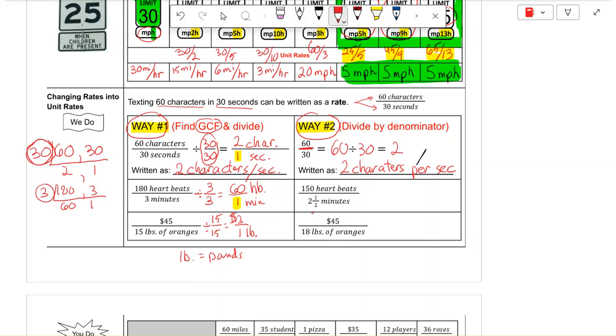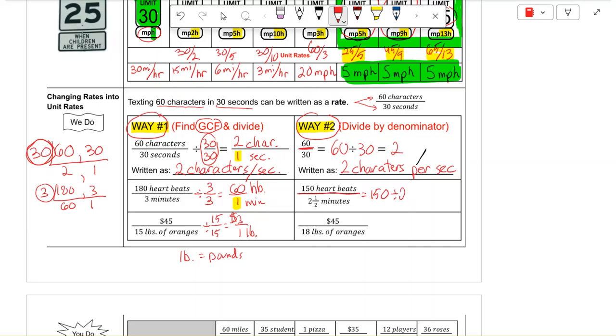All right, the next one. 150 heartbeats in 2.5 minutes. Now, we're super happy that we're not doing this find your GCF with these two. That would be a lot harder. What does this line mean? It means to divide. So simply you just say 150 divided by 2.5.